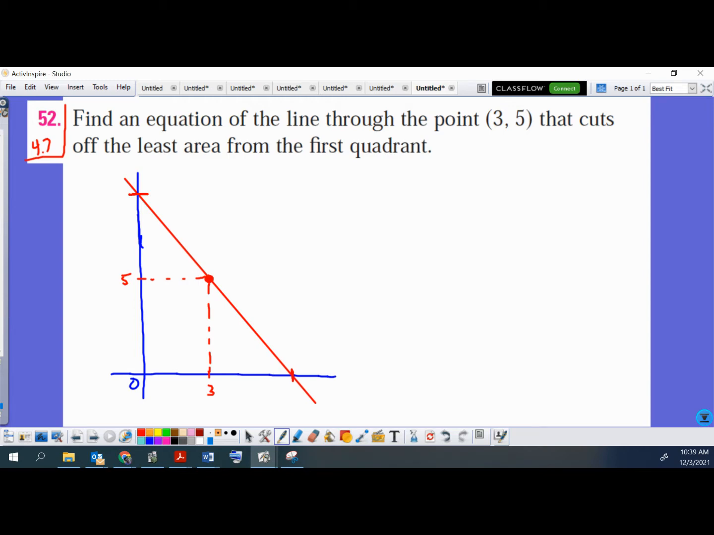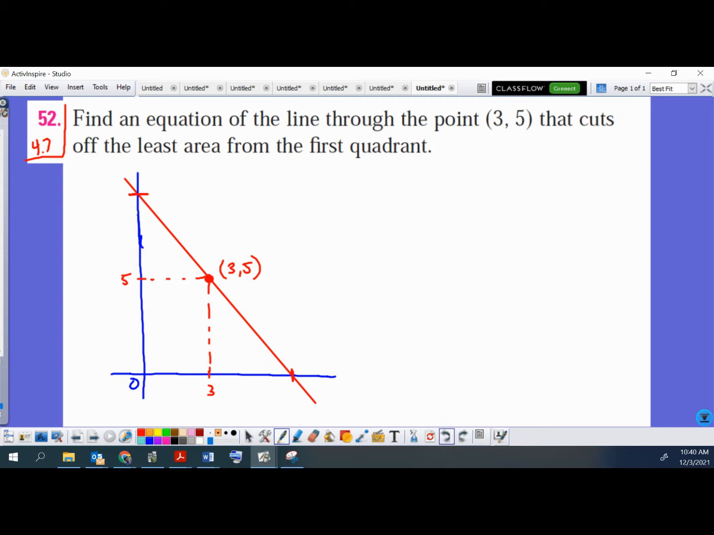I've drawn a line through the point 3, 5. The idea is, this line would have to have a negative slope, right? Anything else is not going to cut off an area from the first quadrant. It would create two open regions, which would have infinite area. So it's got to have a negative slope. And really the question is which line is going to make this triangle have the smallest possible area, okay?